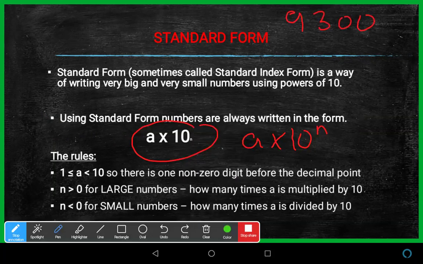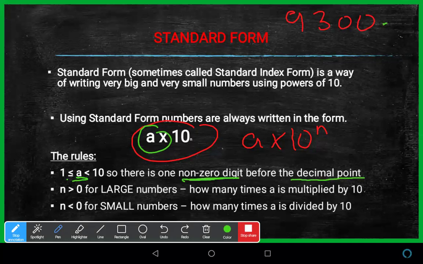When there is no decimal point in a number, this means the decimal point is at the end. I hope you know about it. Now, read the rules. A should be bigger than or equal to 1 and less than 10. So there will be one non-zero digit before the decimal point. And n is bigger than 0 for a larger number. This means the power should be bigger than 0 when there is a larger number, and less than 0 when there is a smaller number.